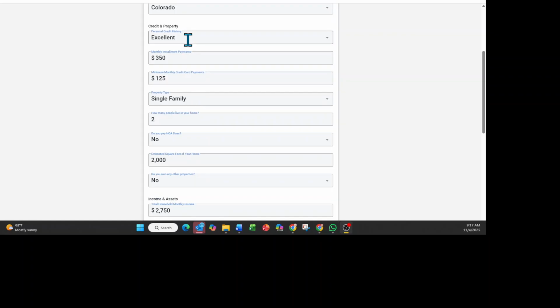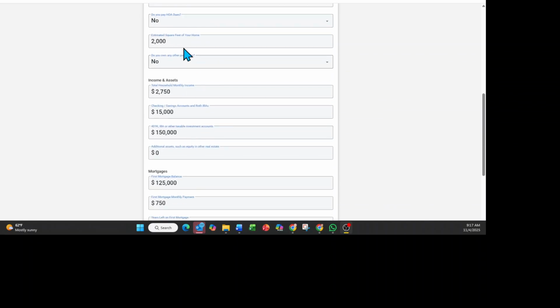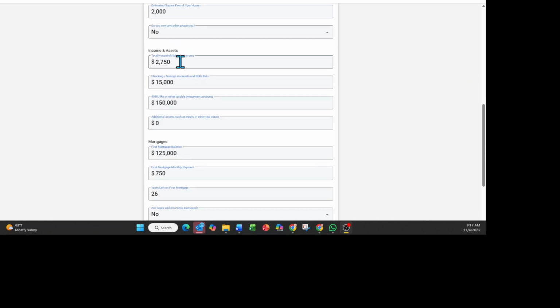Self-reporting excellent credit. Monthly car loan is $350 a month, and their monthly minimum credit card payments are $125. They live in a single-family home, husband and wife, no HOA community. Home is 2,000 square feet, and they do not own any other real estate. Income is $2,750 per month combined. They've got $15,000 in the checking account and $150,000 combined in IRAs and 401ks. And those are all the assets they have.